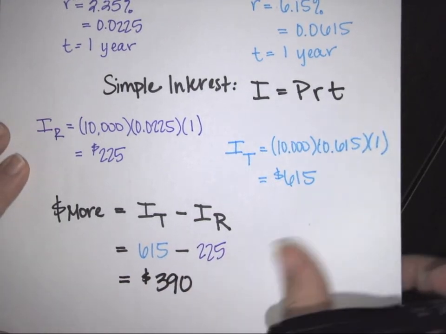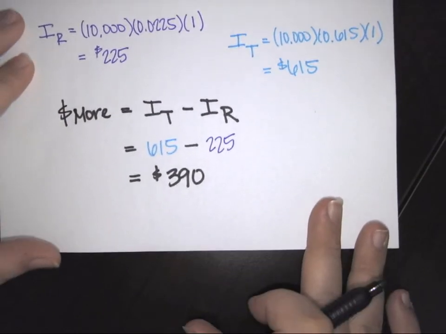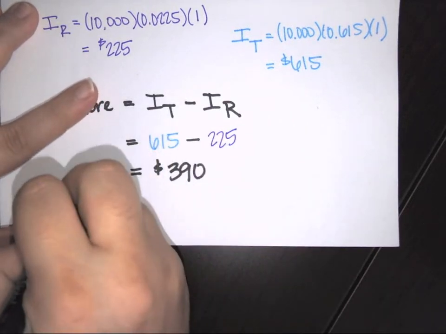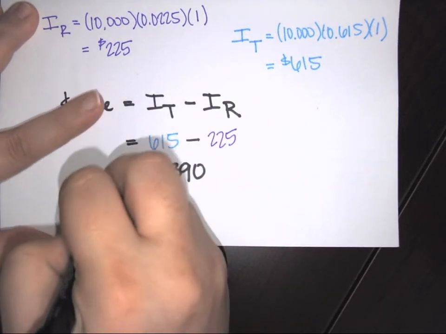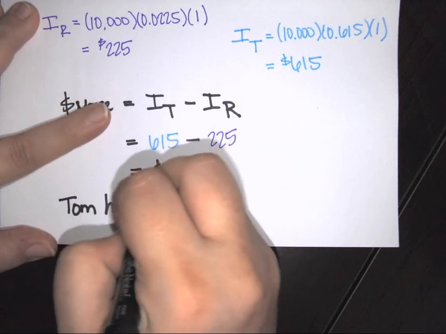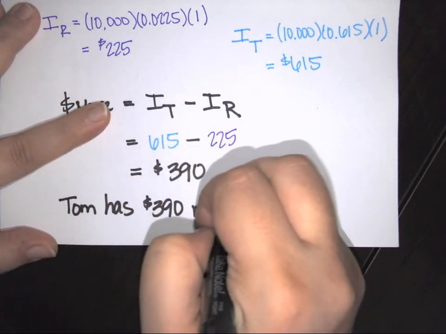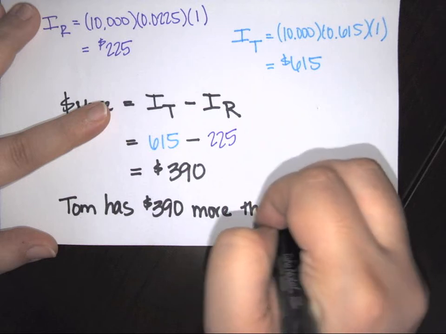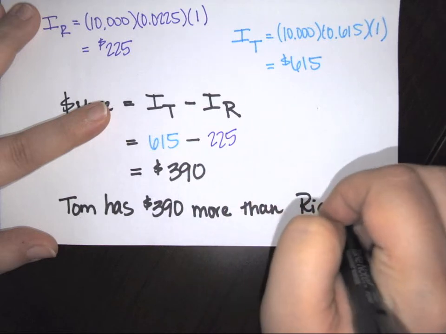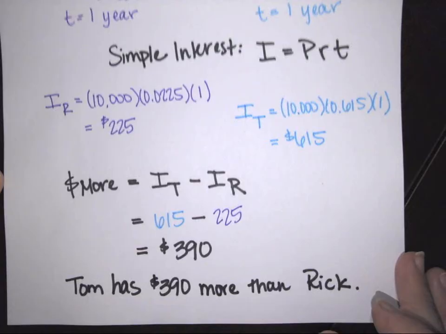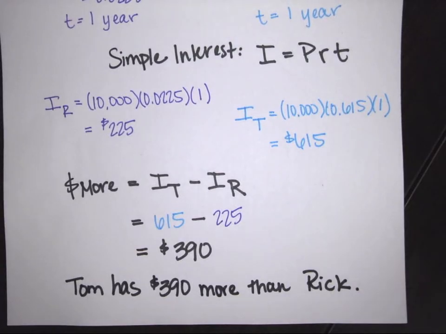Well, 390 does not just simply answer the question. Instead, what is that 390? Well, we now know that Tom has 390 more than Rick. Okay. So that is a quick look at a simple interest problem.